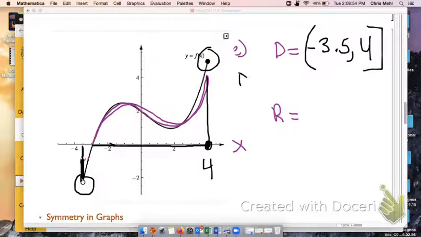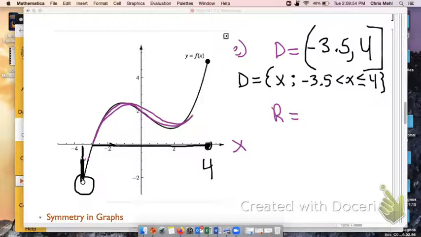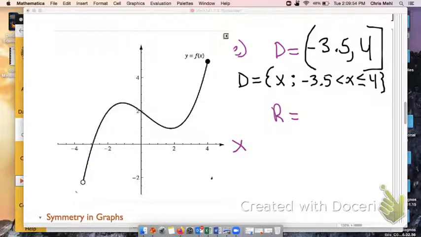Another way to write the domain here, if you were going to use set notation, would be the set of all x such that x is bigger than negative 3.5 and less than or equal to 4. Now the range: this time, the range is the set of all y coordinates, correct?